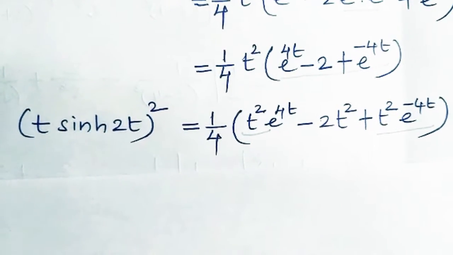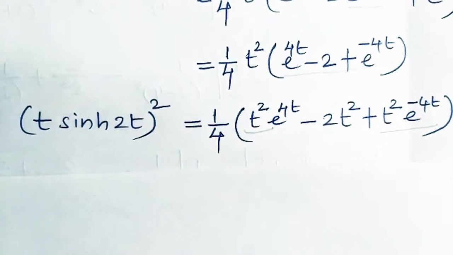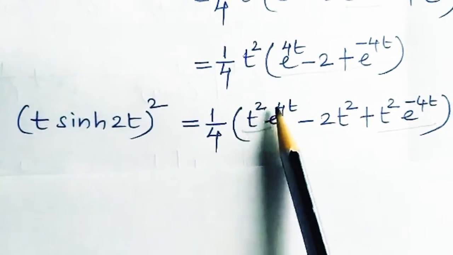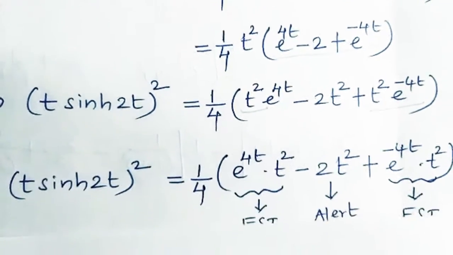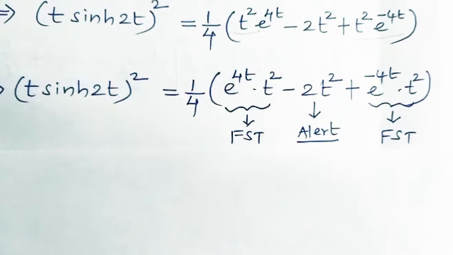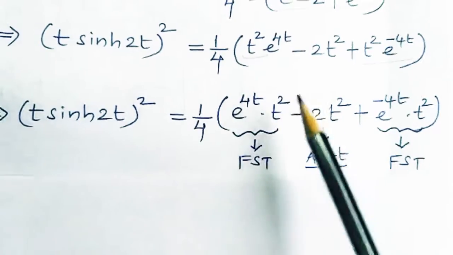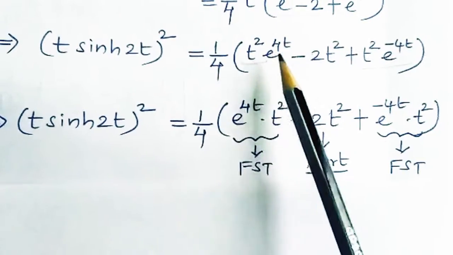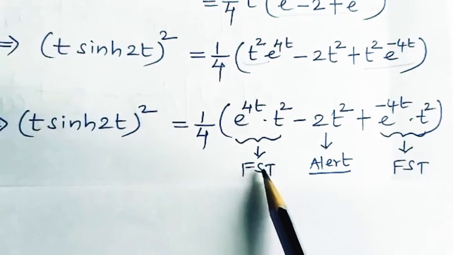So since n equal to 2, we may have to differentiate 2 times. We can even avoid that. Instead of that, t square e raised to 4t can be represented as e raised to 4t into t square. The same thing I wrote here once again, 1 by 4 as usual. Instead of t square e raised to 4t, I just wrote e raised to 4t into t square. So in the earlier case, it was clearly a case of standard form of multiplication, but now it is clearly a case of FST, first shifting property.